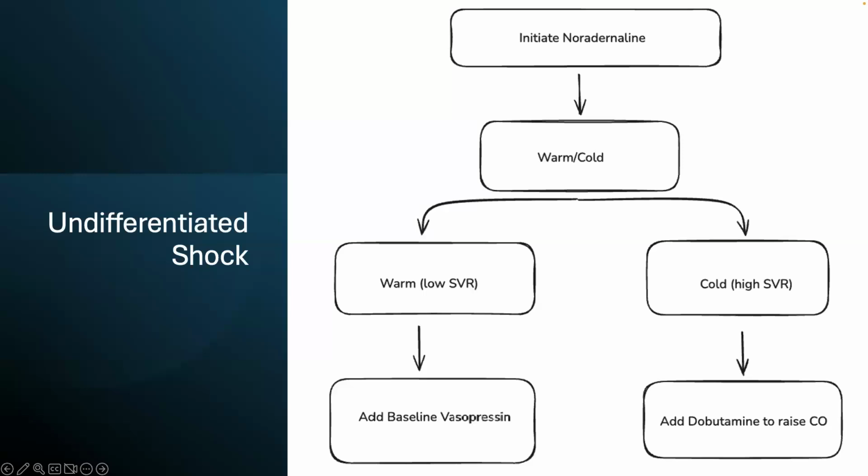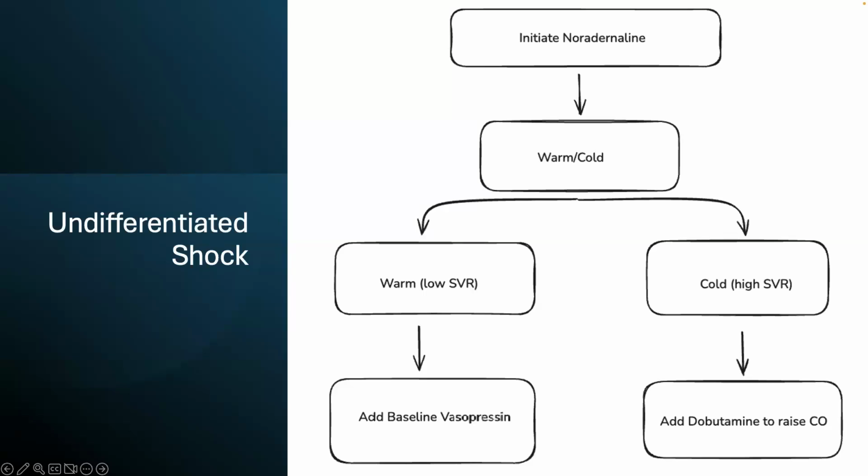So just sort of a flow chart to help you think about undifferentiated shock is that one would initiate noradrenaline on patients. From that, you would decide if the patients are warm or cold. If a patient is cold, then it usually means that the SVR is very high, and we would want to approach increasing your contractility and your cardiac output. We can do that in one of two ways. You can either add adrenaline to the noradrenaline, or you can add dobutamine to the noradrenaline. Both of those would have a very similar effect.